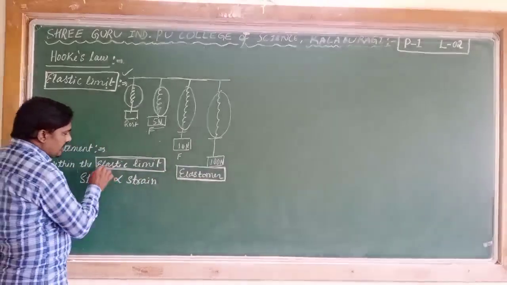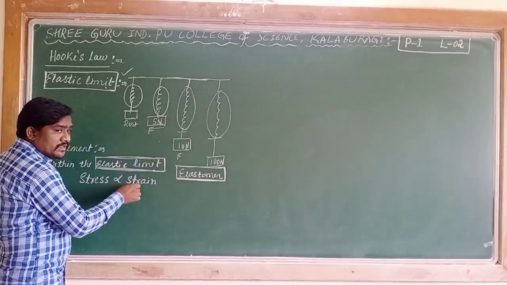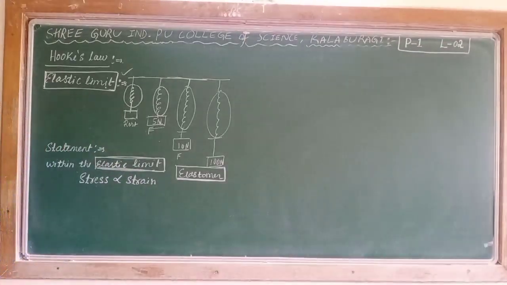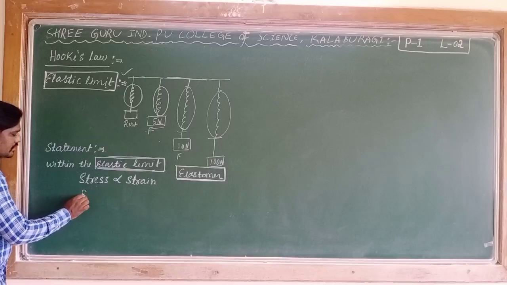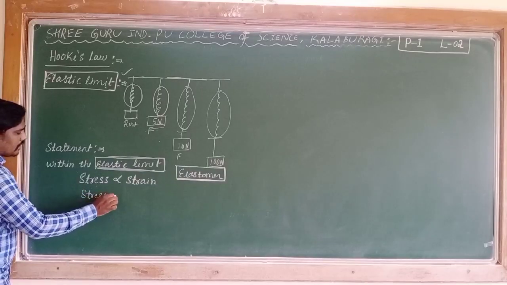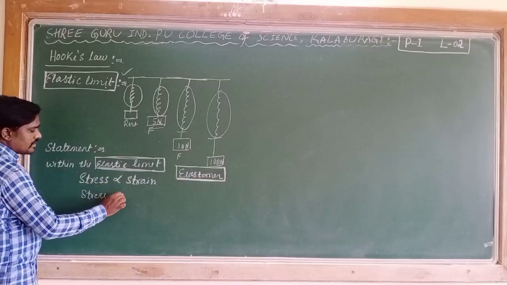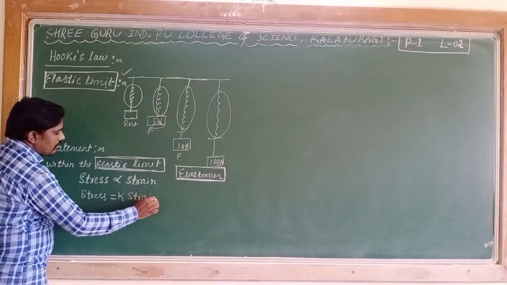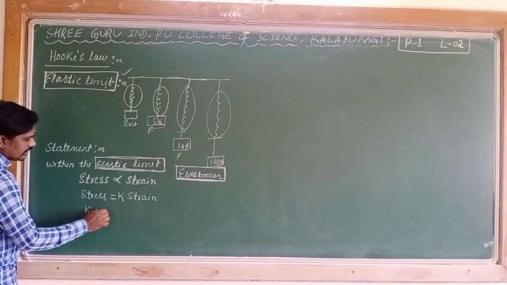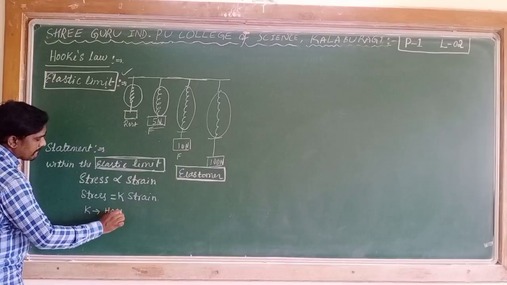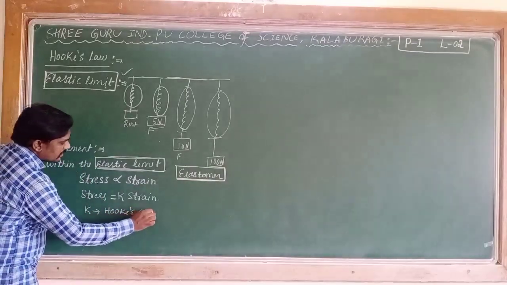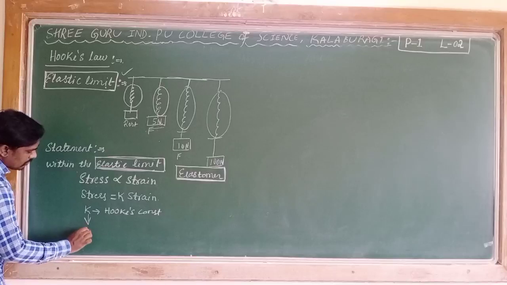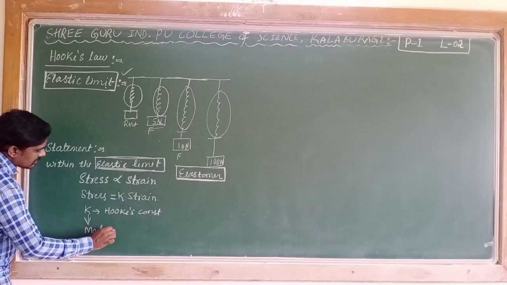Why? Because within this limit, the stress is not directly proportional to strain. Here again we should convert it into equal form. The proportionality sign should be removed, that is, stress is equal to K into strain. What is this K? K is Hooke's constant, also called the modulus of elasticity.